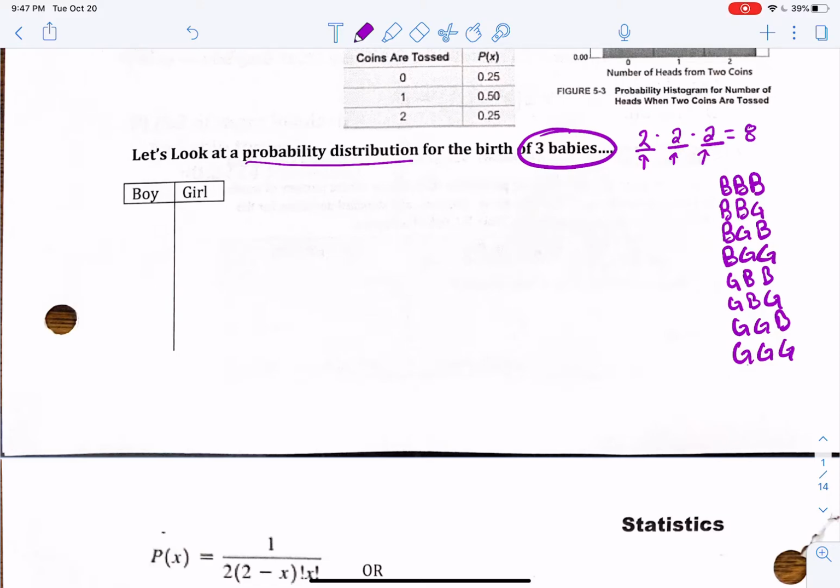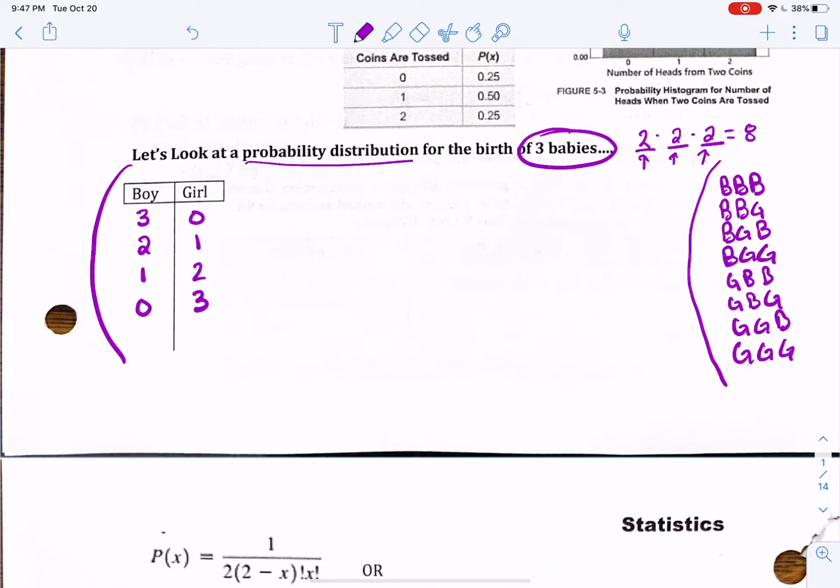Now when we make a probability distribution, it does not look like this. The probability distribution actually looks like this guy over here. We're going to list out what I could have out of 3 babies. I could have 3 boys and 0 girls. I could have 2 boys and 1 girl. I could have 1 boy and 2 girls. I could have 0 boys and 3 girls. Those are the combinations that I could have. And then I'm going to add a column to this. We'll call that P of X, and that is the probability of each one of those things happening.